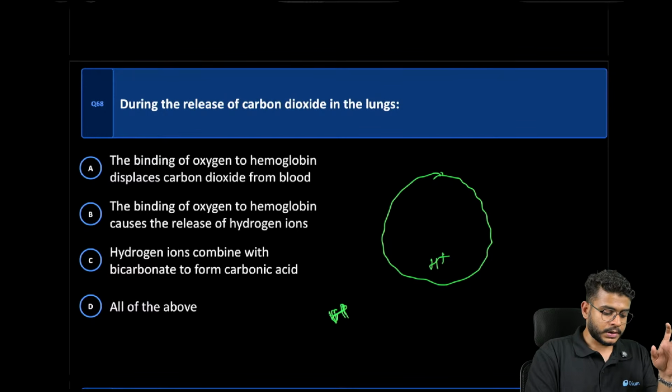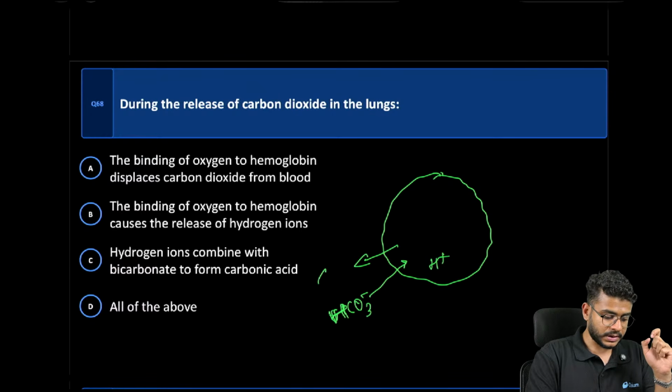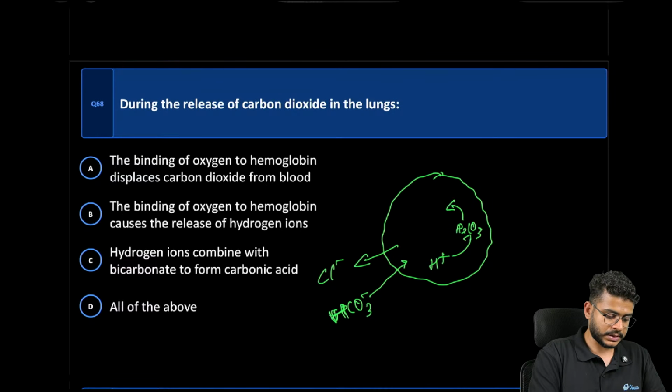displaced. Okay, the HCO3, or the bicarbonate, in the plasma will move inside the RBC in exchange with the chloride. Okay, the chloride shift in the opposite way. And inside the RBC, both H plus ion and bicarbonate combine to form carbonic acid, which gives H2O and CO2, where the carbon dioxide can be expired. Okay, so let's see the options.